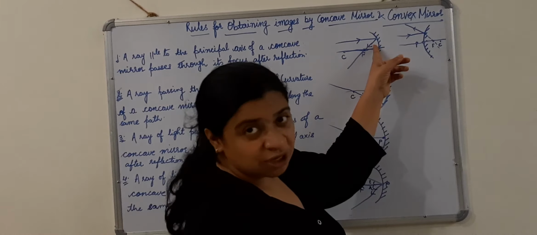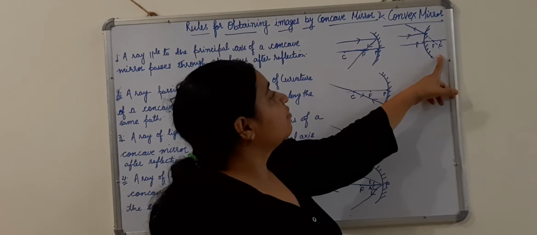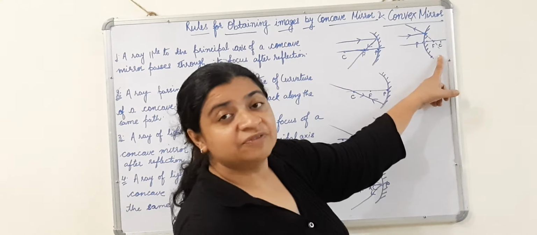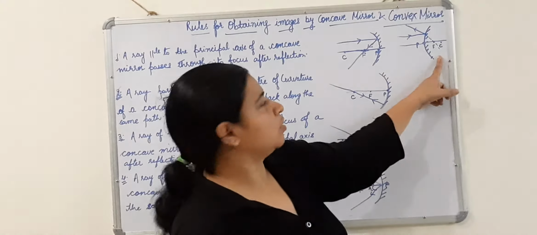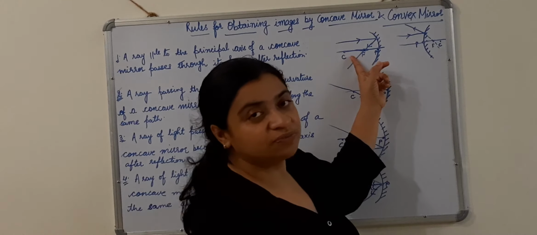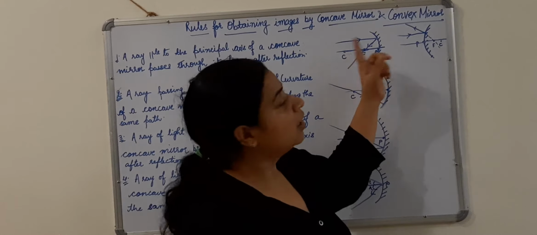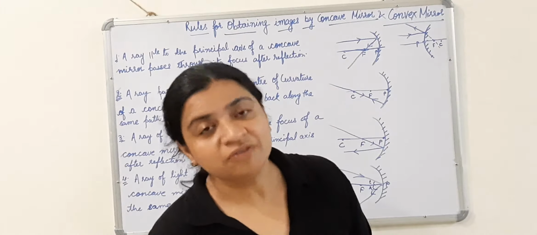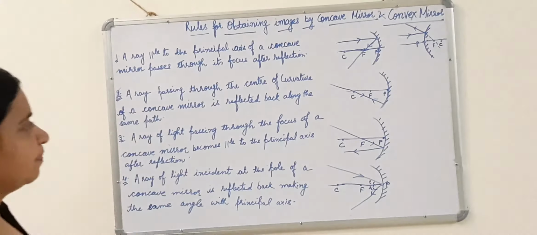Here it will actually pass through the focus. Here we have retraced the path of the reflected ray and it will appear to pass through the focus. Here actually it is passing through the focus in case of concave mirror, but in case of convex mirror it will appear to come from the focus.